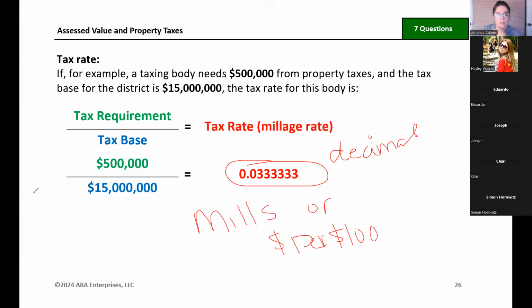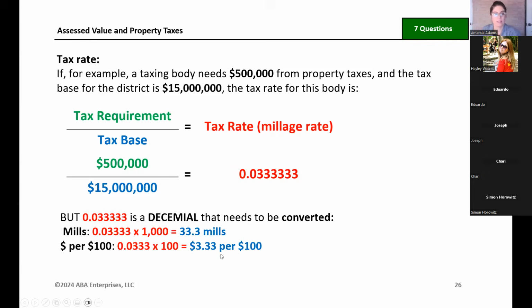So we've got to convert them. For mills, we multiply by 1,000. So it would be 33.3 mills. Or if it's dollars per 100, multiplied by 100, it would be $3.33 per 100. Okay. Because remember, a mil is 1/1000th of a dollar. That's why we're using thousands for mills. Dollars per 100, it's per 100. So that's why we're using 100 for that one.